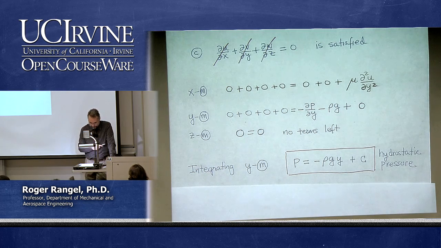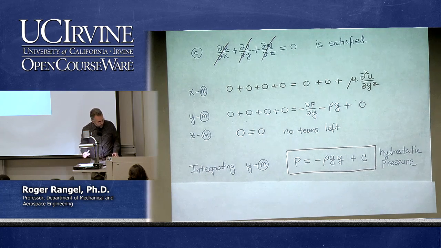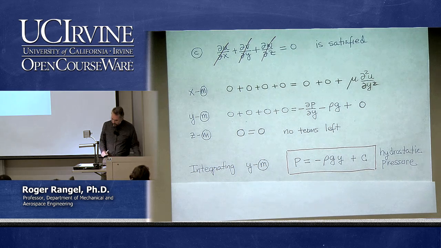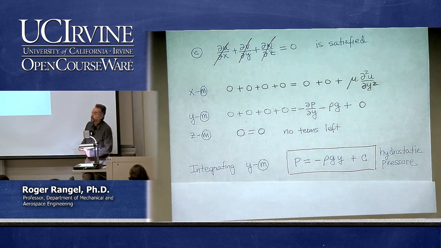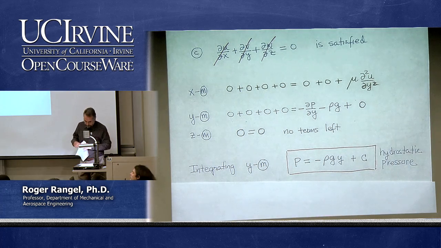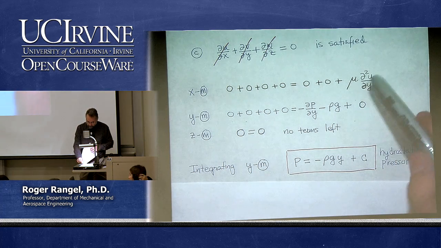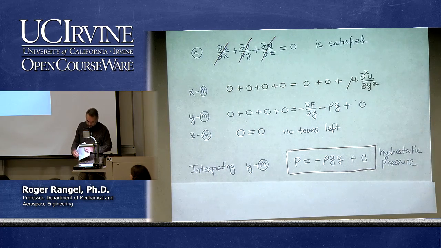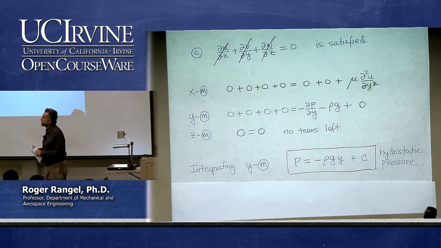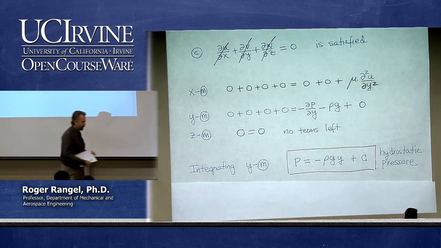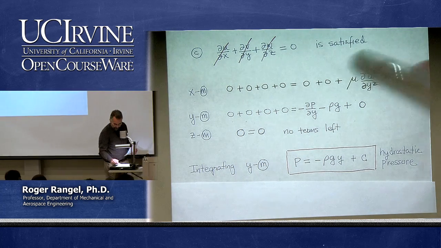There's nothing new there. The new one for us is the x momentum equation. This one right here is telling us that mu times the second derivative of u with respect to y squared is equal to 0. What does that mean? What is the solution of that equation?